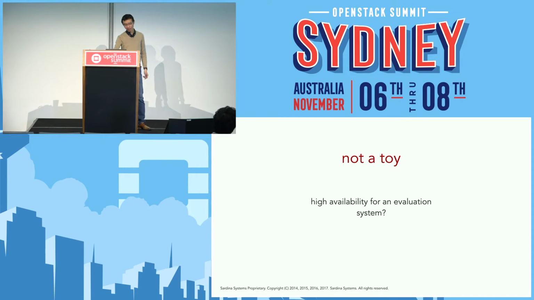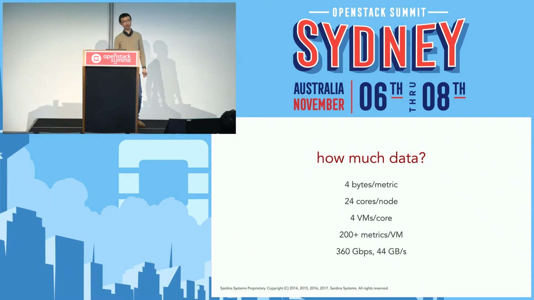But if you look at data, how much data are we looking at? If we're looking at 4 bytes per metric, and we've got 24 cores a node, which is not extreme, and we've got 4 VMs per core, again, not too crazy. And if we have 200 plus metrics per VM, and we do this per second, that works out to be 44 gigabytes a second. That's just for the metrics data. That's a huge amount of data.